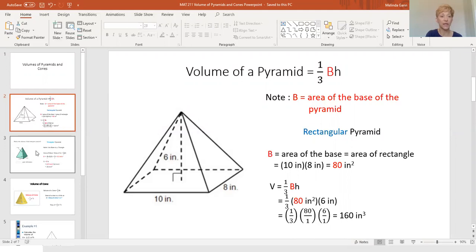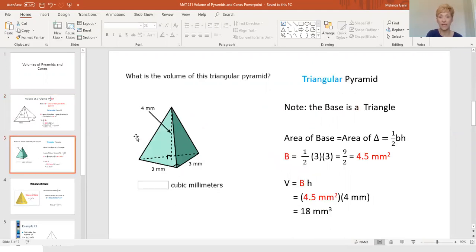Okay, so let's go look at a different kind of pyramid rather than a rectangular pyramid. Now look at this one. On this one, I've got all triangles. So it's a pyramid because I've got mostly triangles, but if it's all triangles, it's going to be a triangular pyramid. Okay, so the base is a triangle, so my capital B is going to be the area of that base. So if I'm looking at this triangle down here as my base, then I've got to find the area of this triangle down here.